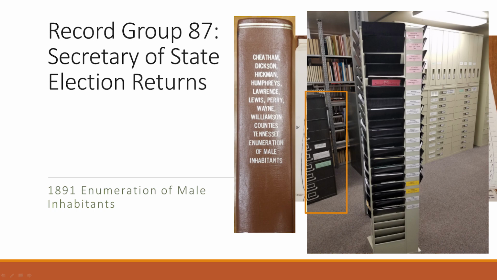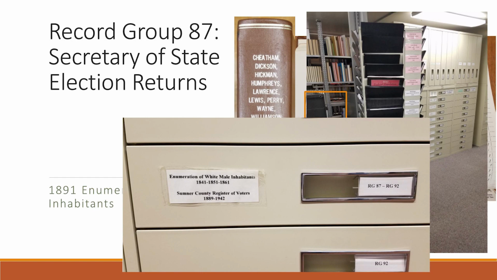Okay, so also within Record Group 87, what else is in that record group? I'll just show you there. This is actually a blow-up of the last drawer of Record Group 87 that just shows you even that the 1841, 51, 61 are well labeled for you. You don't have to go hunting through all 10 drawers of that Record Group 87 to find those lists. And if you've got Sumner County people, you're going to be distracted by the other thing on that label, that there are registered voter lists also in Record Group 87.